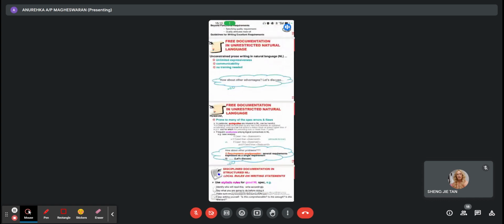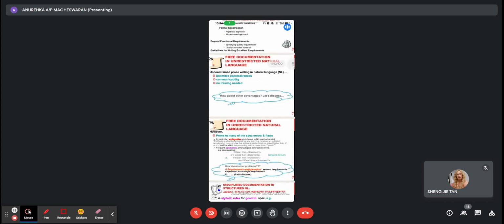The first one, as you can see here, is unlimited. How do you describe unstructured natural language, the first type of requirements documentation? This one is not restricted at all. You may write your requirement in your own way. There are no rules. You can express your requirement in any way.